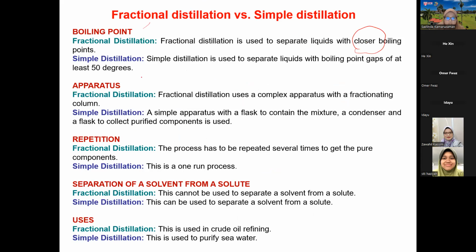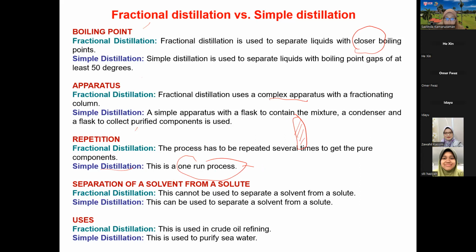In terms of the apparatus, fractional distillation uses a more complex apparatus. Why? Because we add one more component, which is a column. When we talk about repetition, simple distillation is a one-run process, because there is only one run of vaporization and condensation. But in fractional distillation in the column, the theoretical plates can be more than one. So it keeps repeating the cycle, so that what we collect is the pure substance.